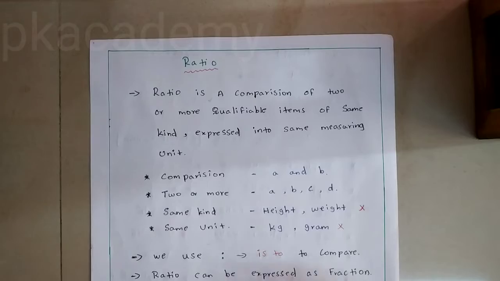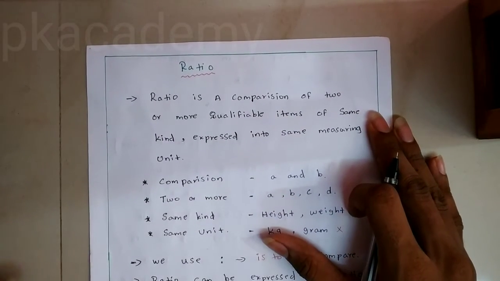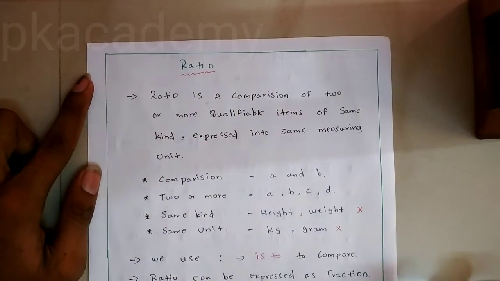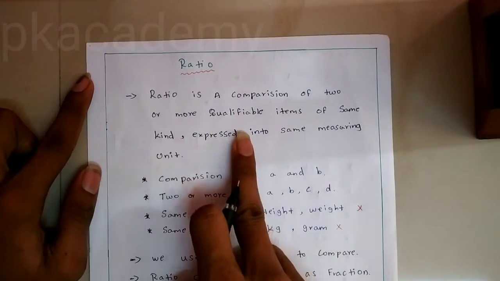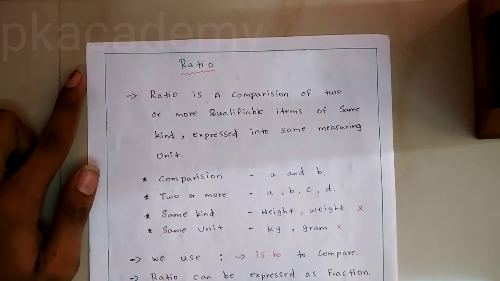Hello everyone. Today in this video we are going to see about ratio. First, let's see the definition given. Ratio is a comparison of two or more quantifiable items of the same kind expressed in the same measuring unit.